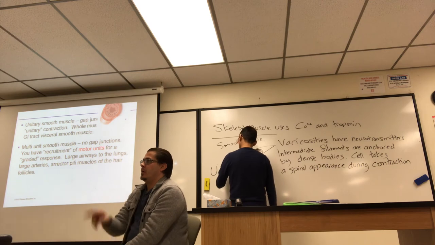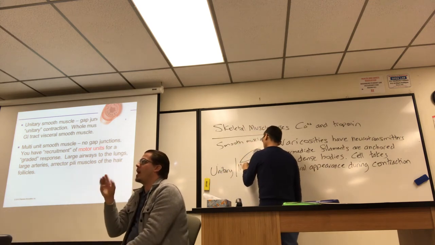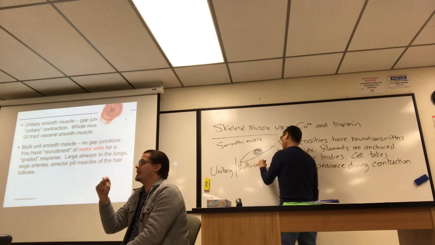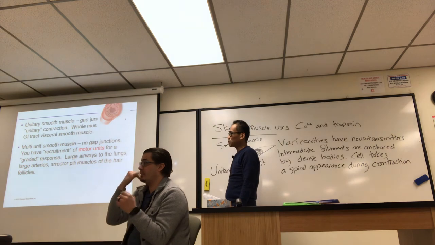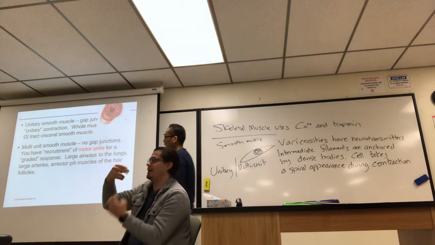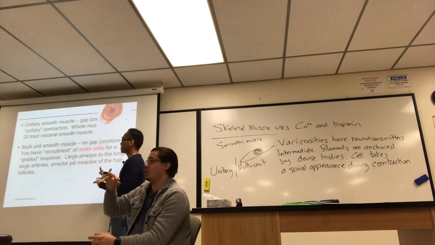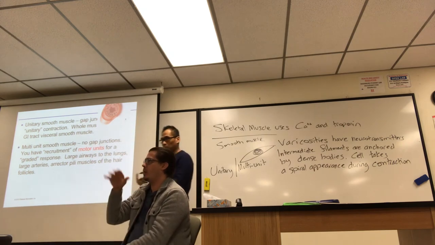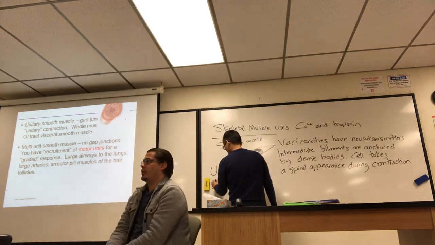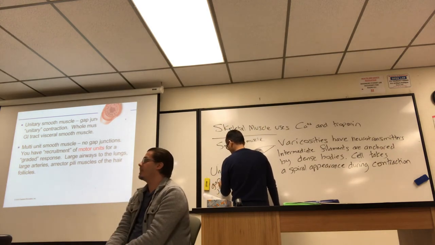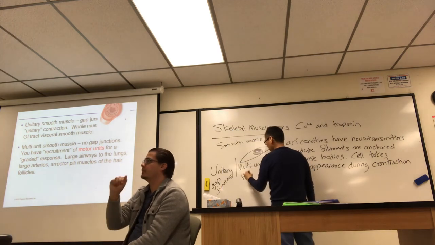Unitary versus multi-unit. The difference is the presence or absence of gap junctions. In unitary muscle, gap junctions allow the signal to spread much easier. So you get this unitary contraction. All the layers are contracting better together. Gap junctions. Multi-unit, basically, no gap junctions.